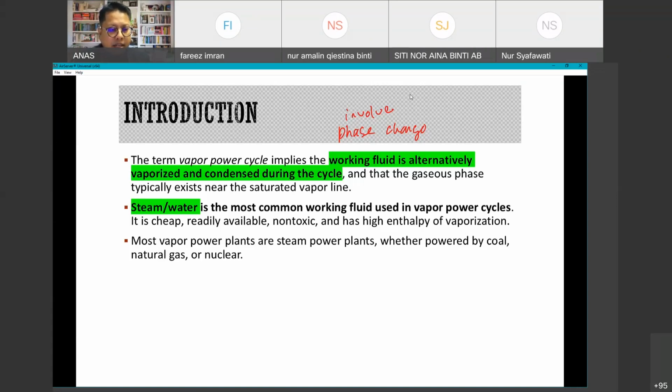And then finally, the last point: most vapor power plants are steam power plants, whether powered by coal, natural gas, or nuclear. So we'll discuss several types of power plants, and you can use some of these points for your assignment. Okay, so we'll touch on that in a bit.